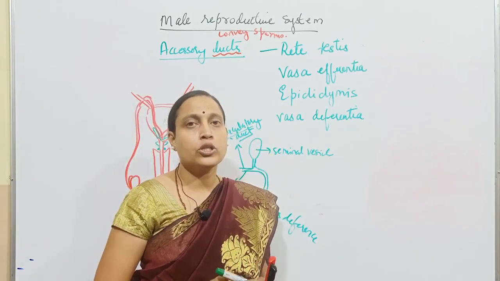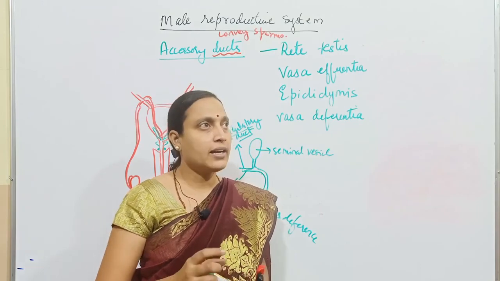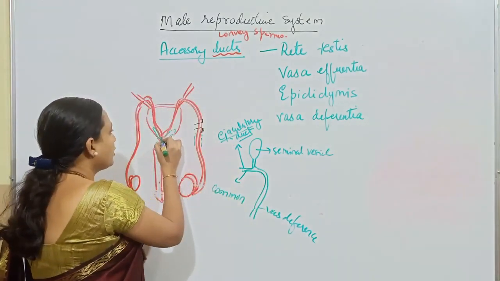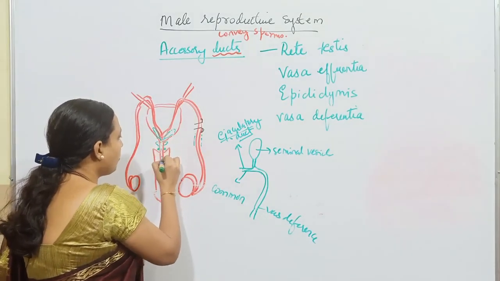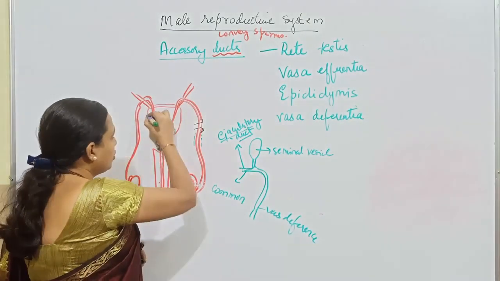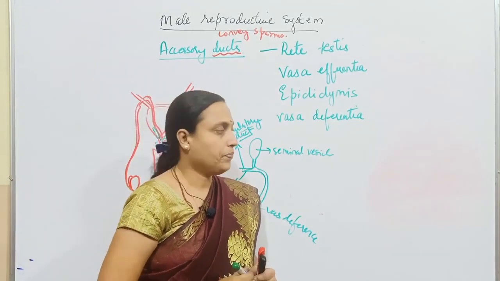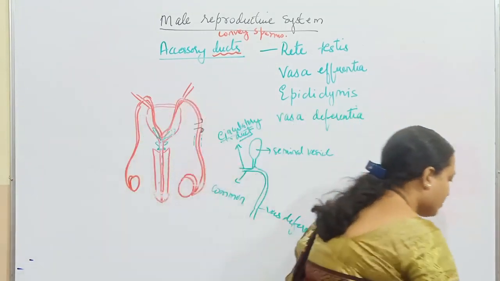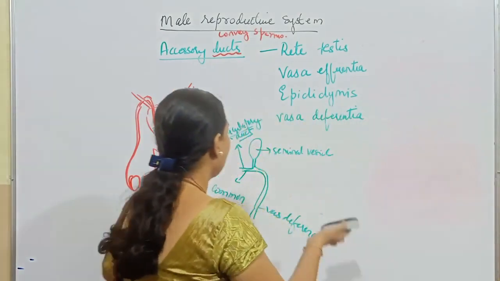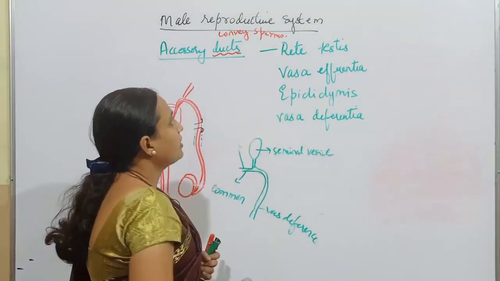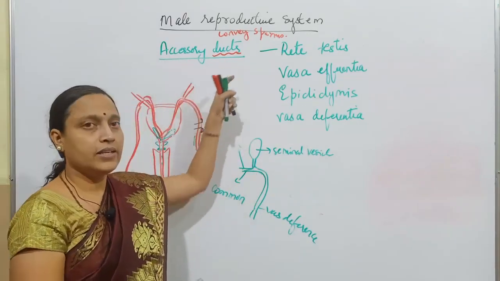It is about 2 centimeters. The ejaculatory duct is 2 centimeters, which will finally join with the tube that arises from the urinary bladder, and that tube is the urethra. So this completes the accessory duct.